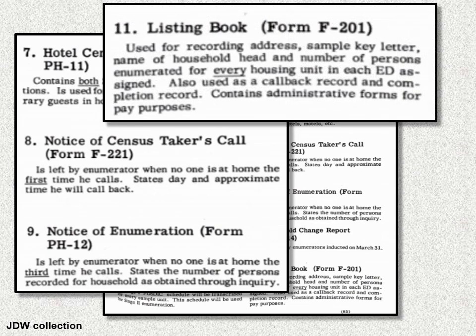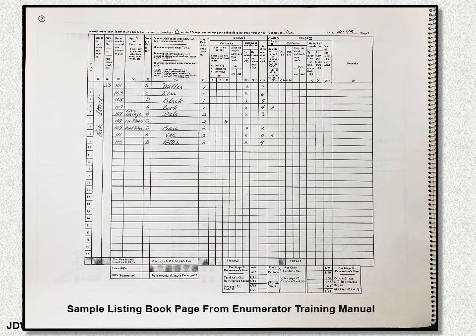And also this one here about the listing book, which we're not going to see. Used for recording address, sample key, this is how to do with the sampling, name of household head, and number of persons enumerated for every household unit. There's a place for remarks. Also used as a callback record and completion record. And that listing book is going to be given to the enumerator for stage 2. And this is from the training manual, a listing book page.